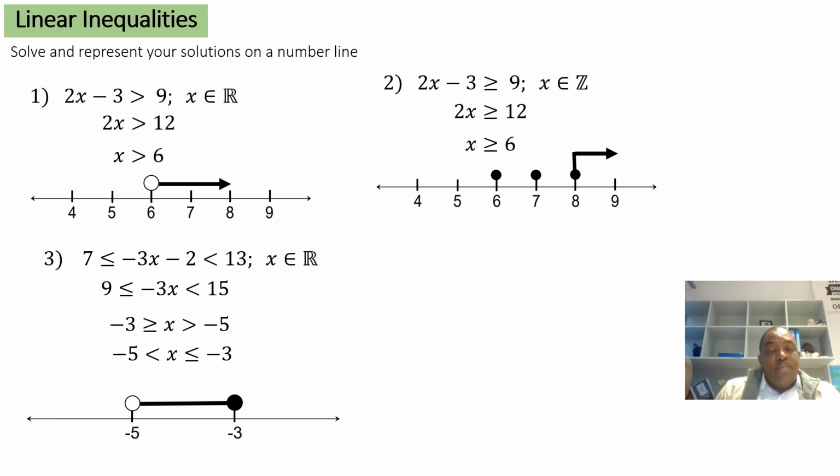When we represent that on a number line, look at that. We don't even need to be showing other numbers. We can just show the main important numbers. -5 is not included because there was no equal sign on the inequality, but -3 is included, and we show that with a shaded dot.